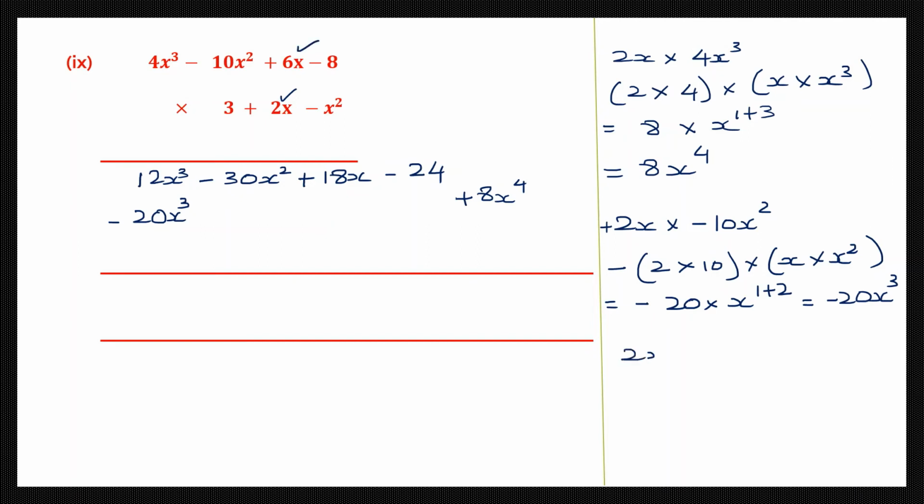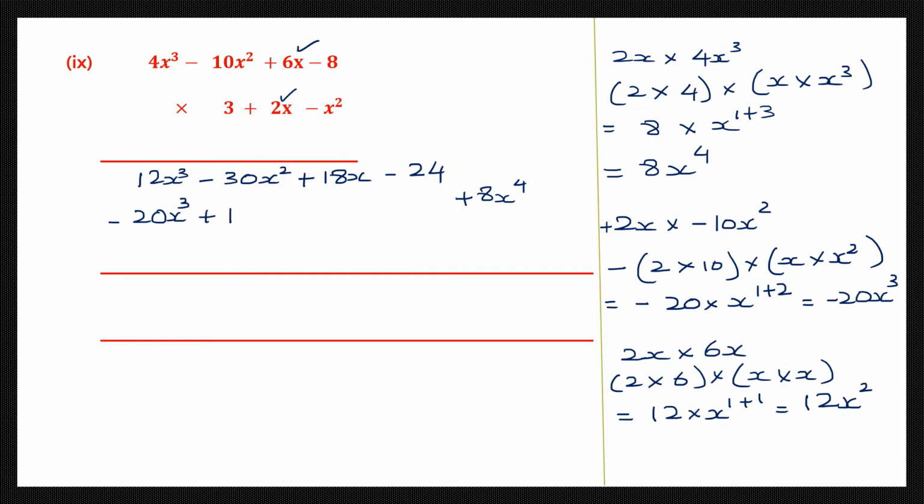So 2x into 6x. So the numbers will be 2 into 6 and the literals will be x into x. So that is 2 sixes are 12 into x to the power of 1 plus 1, which is 12x to the power of 2. So here we have a column. Let's write it there. Plus 12x to the power of 2.